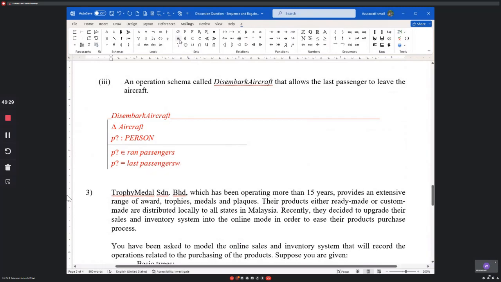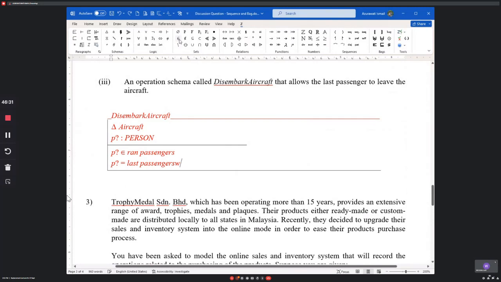We have the operations front, last, and then you also have head and tail. So you can use those operators. In order for us to allow the passenger to leave the aircraft, the passenger must be the last person from our sequence.